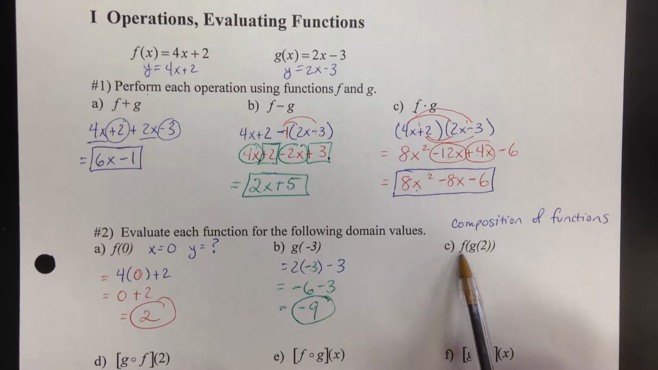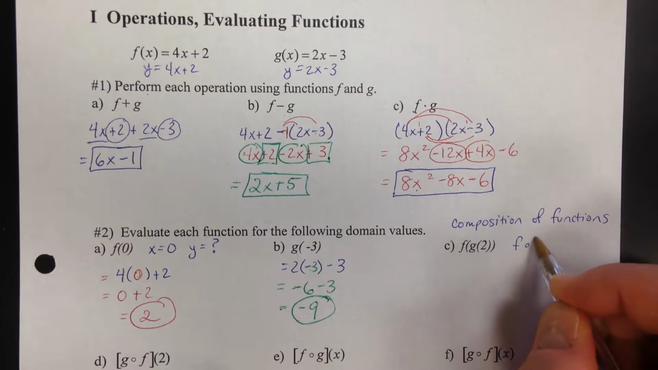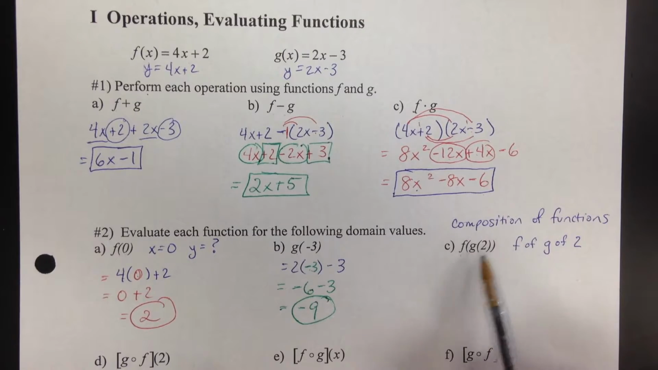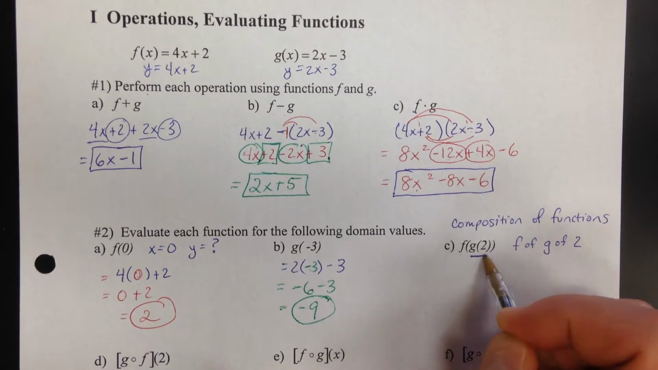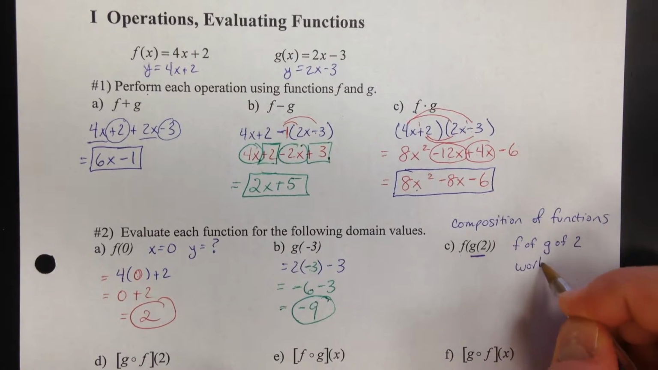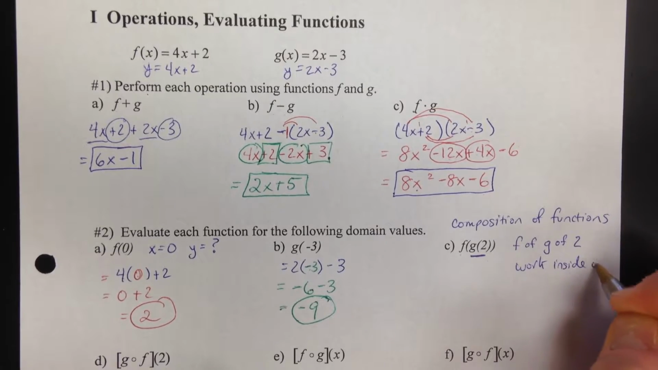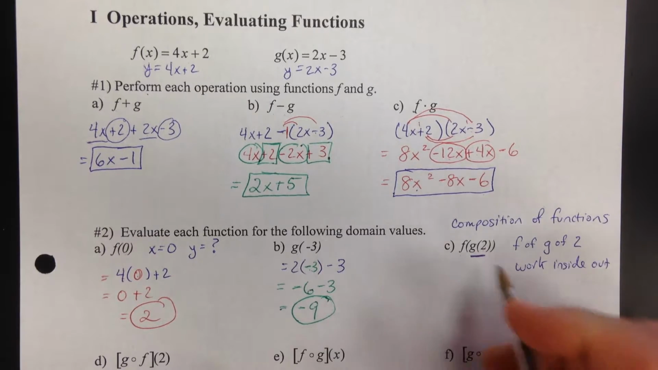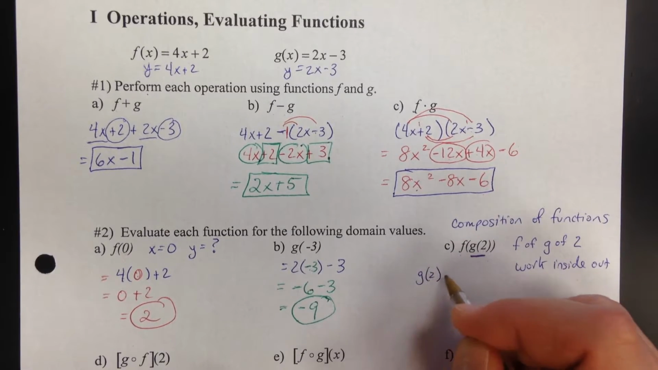There are a couple ways to look at it. The way that I'm reading this is f of g of 2. So we actually have two functions here. Where do you start? Well, the rule is we work from the inside out. So we're going to start with the g function. We're going to take the g function and put a 2 in for the x. So I'm going to do g of 2.